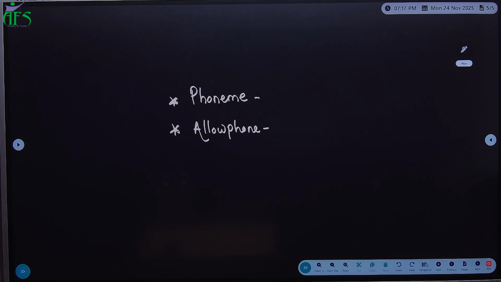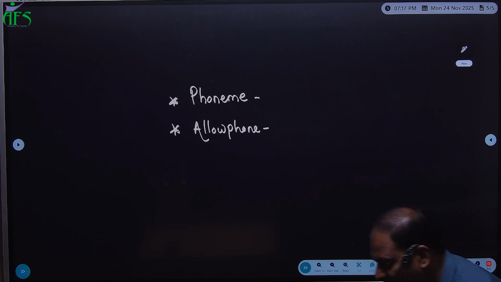This means that if one phoneme is replaced by another phoneme, it would bring about a change in the meaning of the word to which the change has been made, right? I would like to give an example of this.